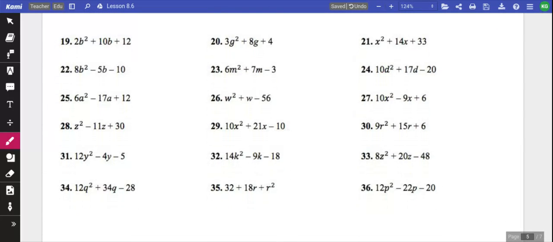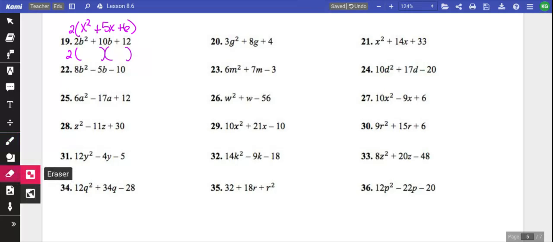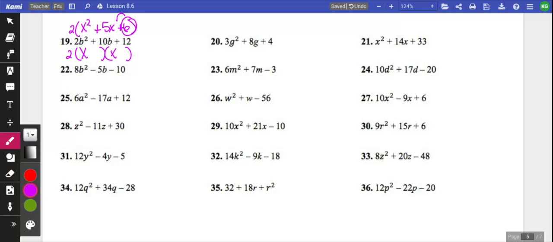So on this first one, we check, and it does have a greatest common factor. And when I take out the 2, it becomes x squared plus 5x plus 6. And now that the leading coefficient of the trinomial is a 1, I can just do regular binomials. So I put the 2 out front, and then I ask myself, what are 2 things that multiply to be 6? And when I add them, I get 5: 3 and 2, and sign chart says both plus. So that's the first option.